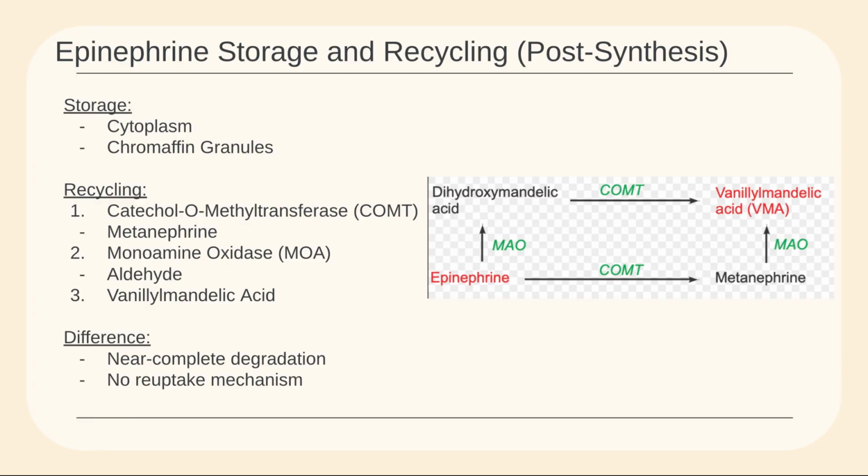After its release, epinephrine is initially converted into metanephrine by catechol methyltransferase. Next, monoamine oxidase removes the amino group from metanephrine, which results in an aldehyde. The aldehyde is then oxidized into vanillylmandelic acid, which the kidneys excrete.